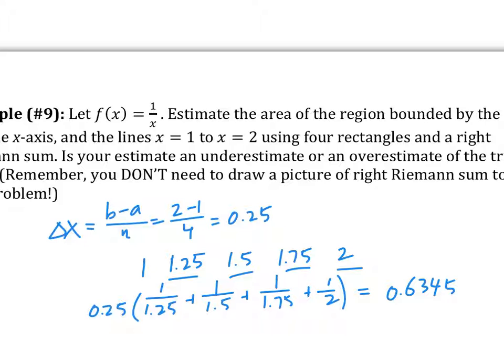Okay, is it an overestimate or an underestimate of the area? Overestimate? It's an underestimate. Because 1 over x looks like this, right? So this is the graph. You're on the right-hand side, and the graph is decreasing. Decreasing means that if you are using the right-hand side, you're using smaller numbers than what it should be, so you're going to have an underestimate.